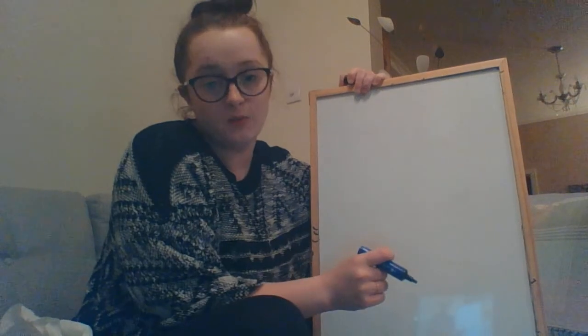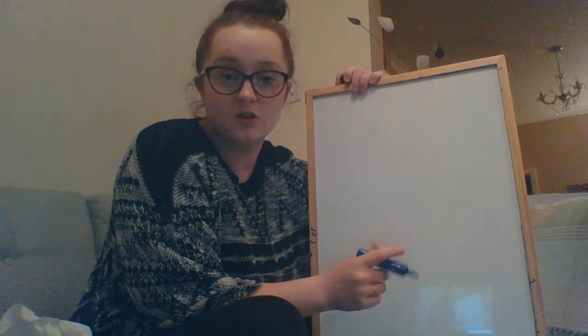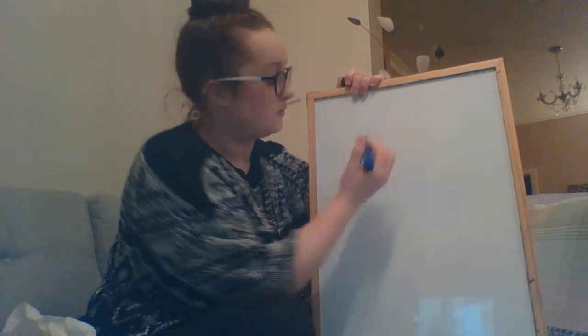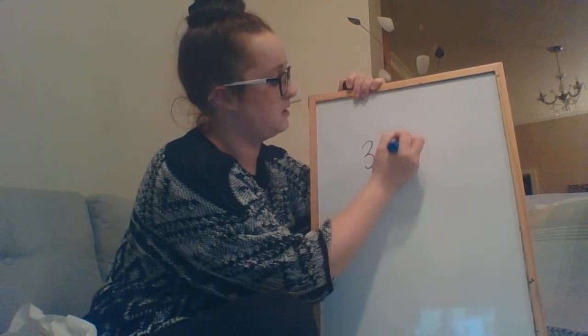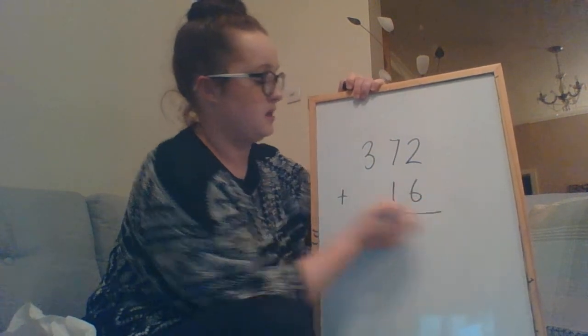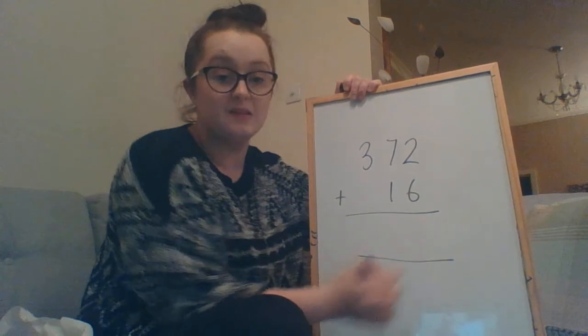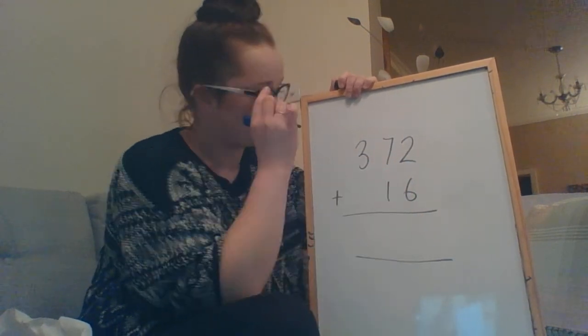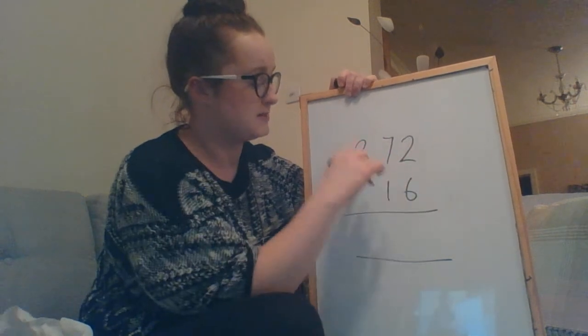So today, Year 3, what we're going to be looking at is addition and subtraction whilst using our column method. Now, if I show you this number, first of all, it's 372, and we're going to add 16. Now, what you will have noticed is that I've put it in my place value column places. So I've got my ones, my tens and my hundreds.